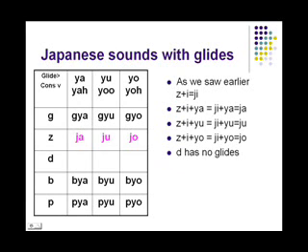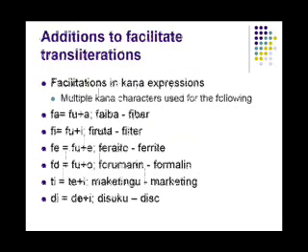B gives rise to bya, byu and byo. P gives rise to pya, pyu and pyo. We have so far covered the part where Romaji strives to represent the Japanese sounds.